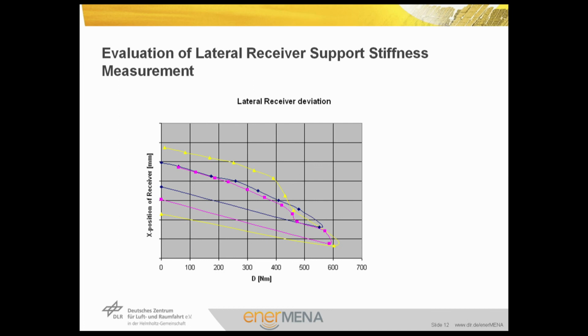For the evaluation of a lateral receiver support stiffness measurement, we can plot the lateral position of the receiver versus the applied force. In this particular case, for the yellow line, we see that with increasing force, the lateral position is changing, and if we release the force, the deviation is smaller than with force. But in this particular case, we see that the position before and after the measurement is not the same. So the applied force has introduced a plastic deformation of the receiver tube, which is not allowed in operating conditions. So in this particular case, a reinforcement of the receiver support is necessary.